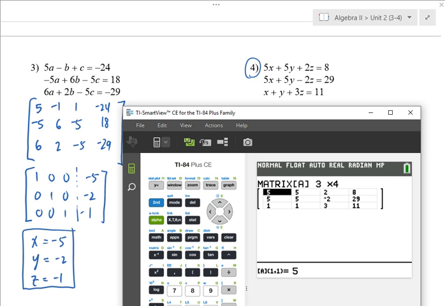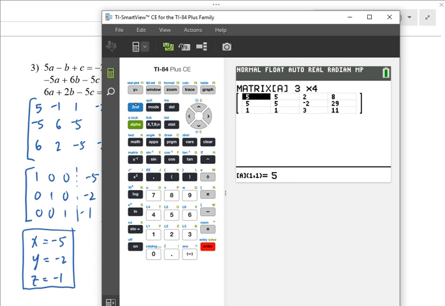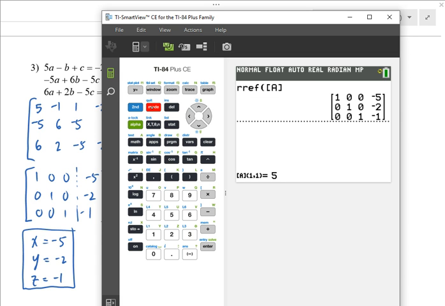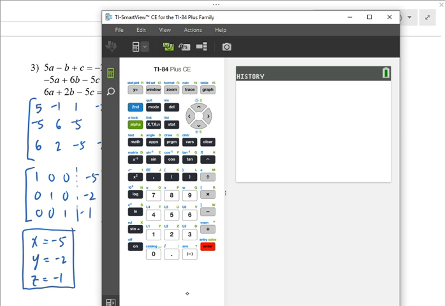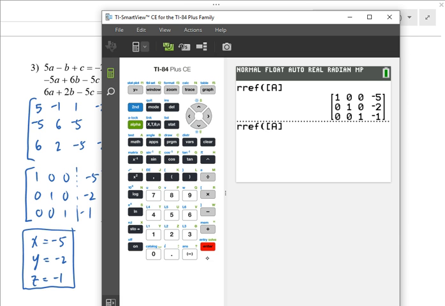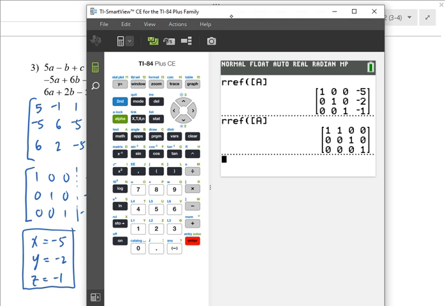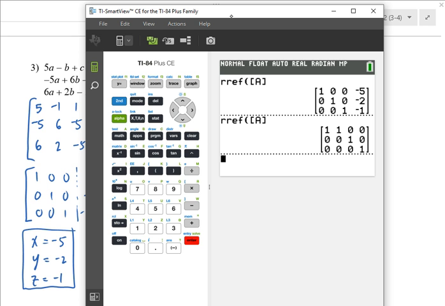Okay, when we put that system into a matrix, we have 5, 5, 2, 8, 5, 5, negative 2, 29, 1, 1, 3, 11. And so then if we quit, and we already have our RREF of matrix A up here, so if we just select it and press enter again, it gives us something that is not in reduced row echelon form.